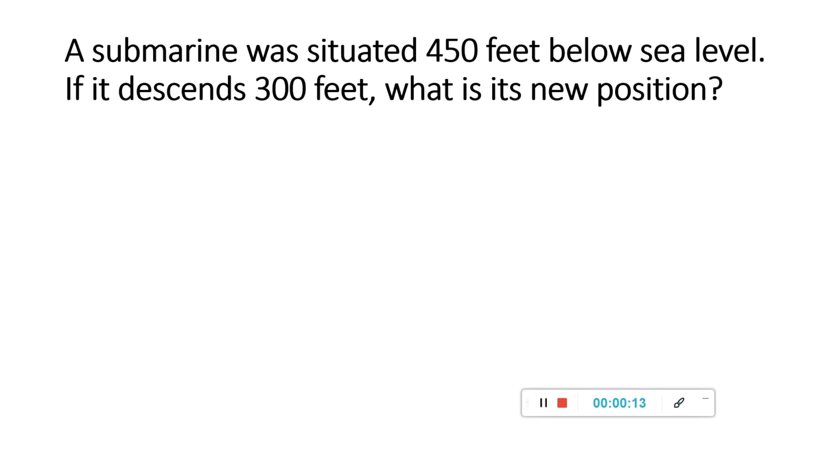Let's start. The first one: a submarine was situated 450 feet below sea level. If it descends 300 feet, what is its new position? We already know that the initial position of the submarine is 450 feet below sea level. Below sea level means a negative integer. We can represent it as minus 450.